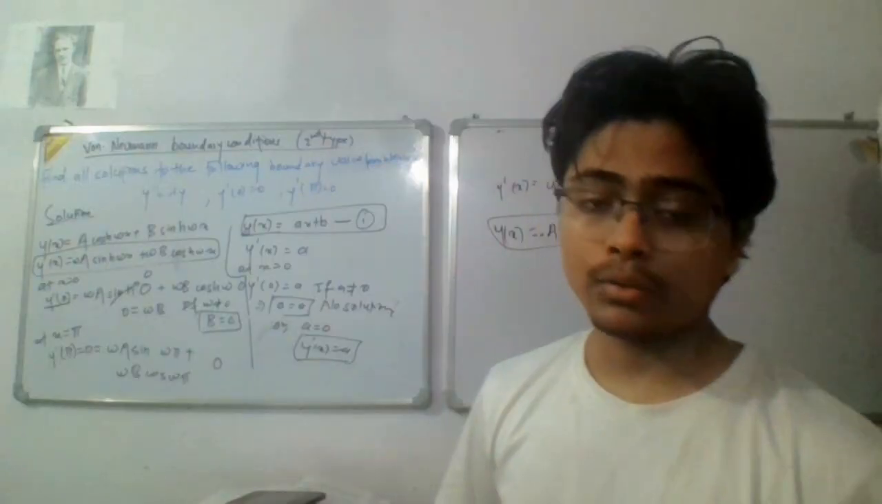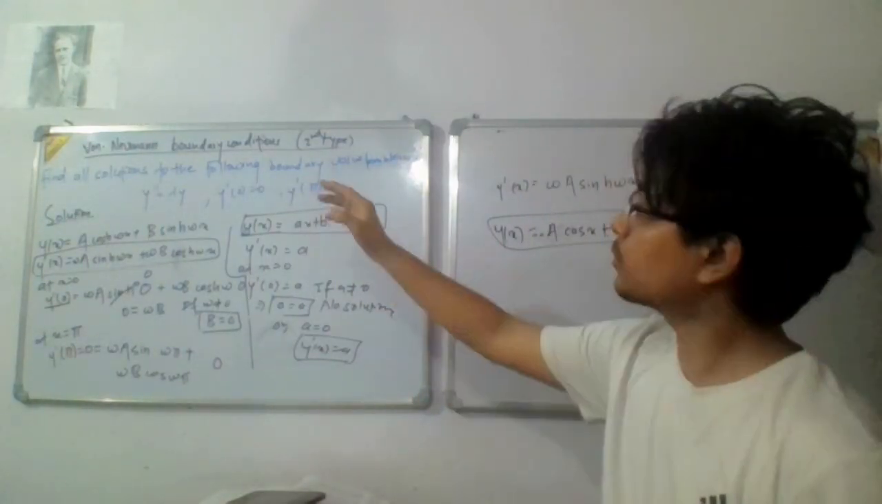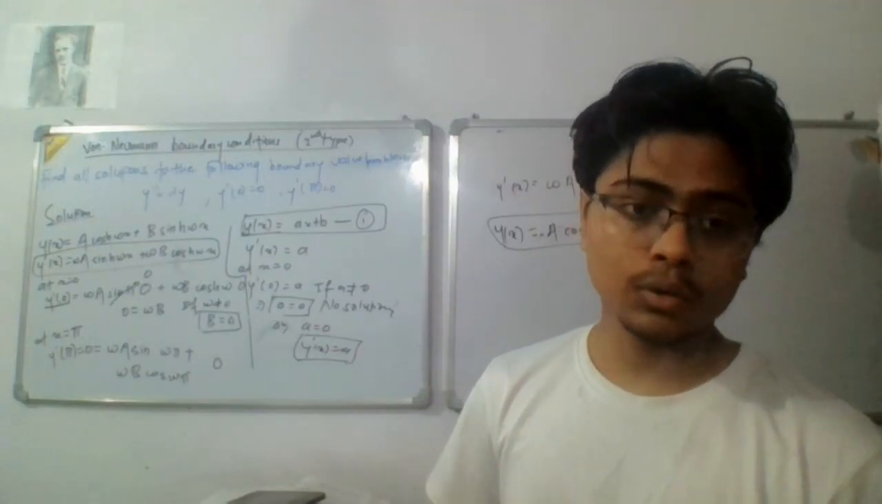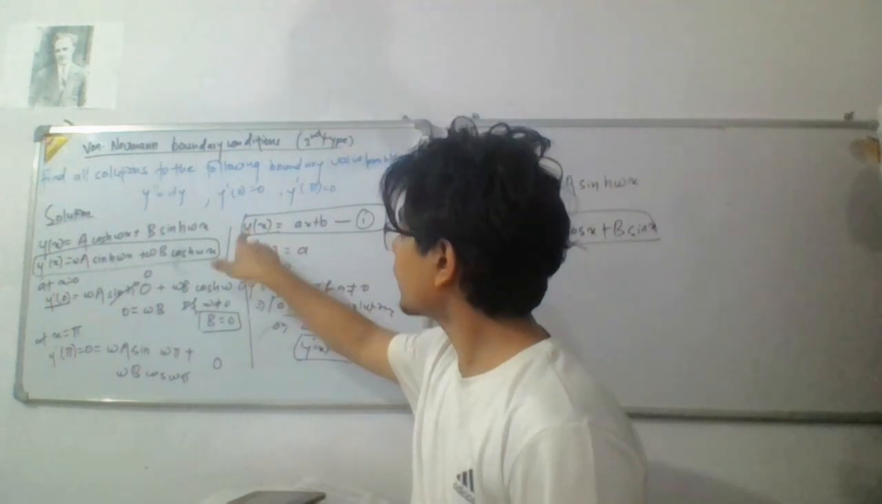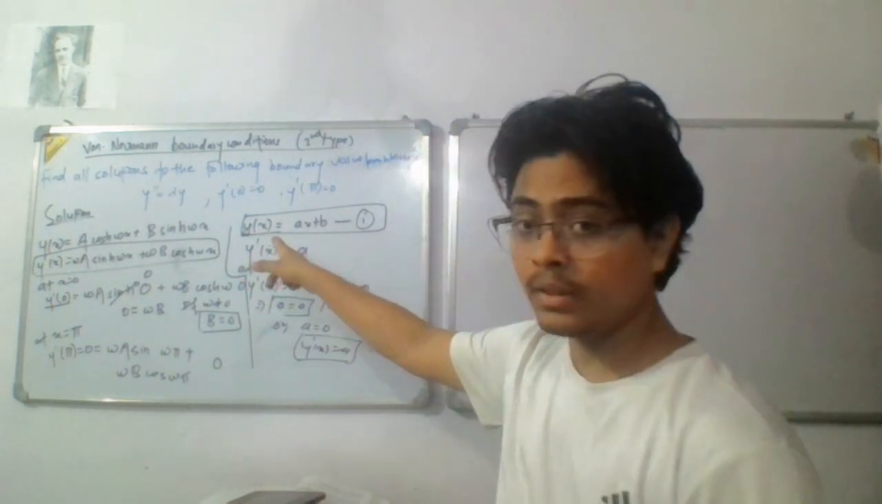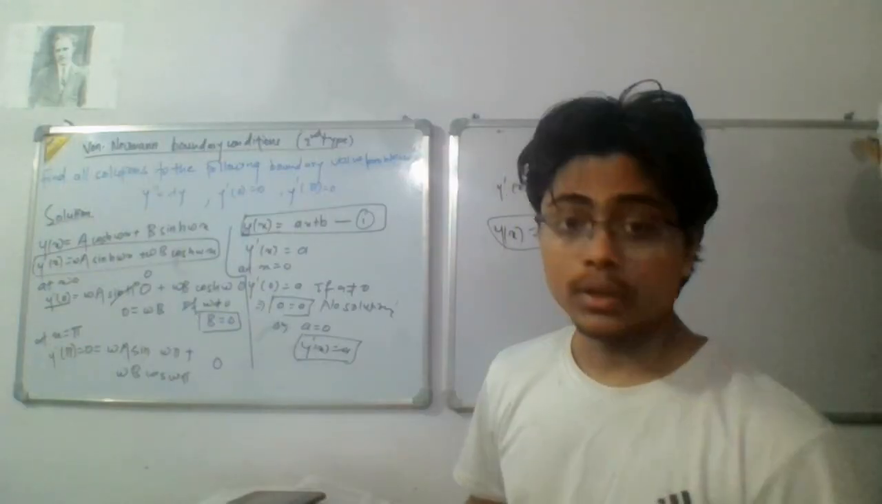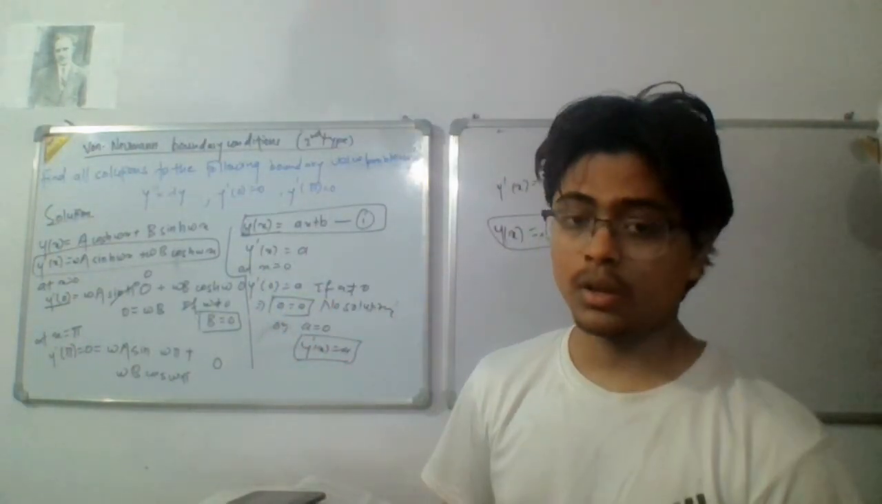But we need to find the solutions of boundary value problems, right? So that's why now we are going to put those boundaries into these three solutions and try to find out what the solutions look like. What we did first was differentiate y(x). Why did we do that? Because we have these boundaries in terms of first derivatives.